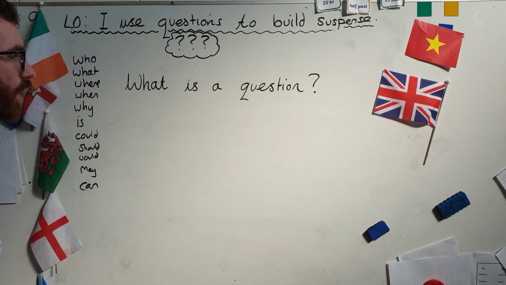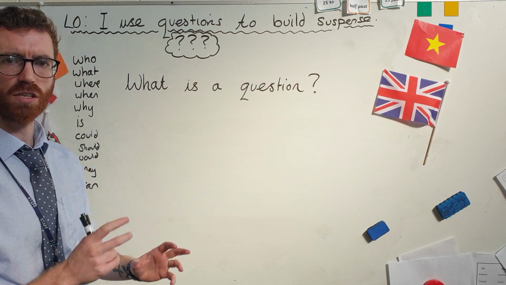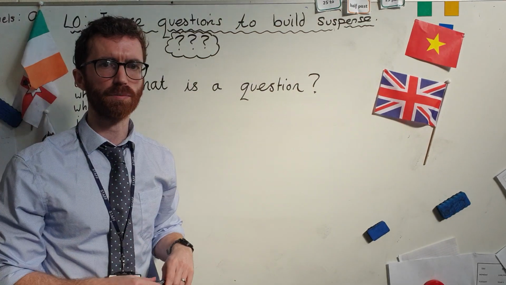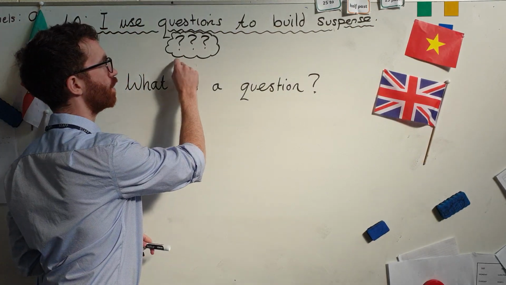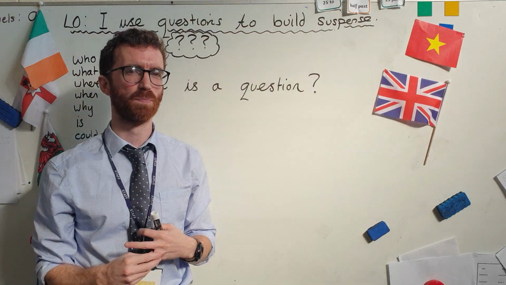Okay, this is a real quick one, and it's one of those ones that's going to help us towards writing our own story. Just a little technique that makes things a little bit more exciting. I use questions to build up suspense, and this is our little symbol. It's the 3 question marks because we're going to do the 3 question technique to build up suspense.